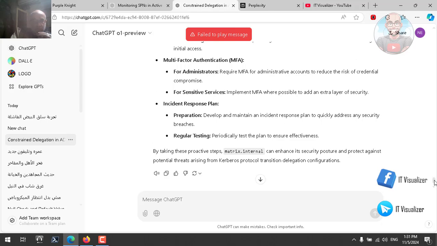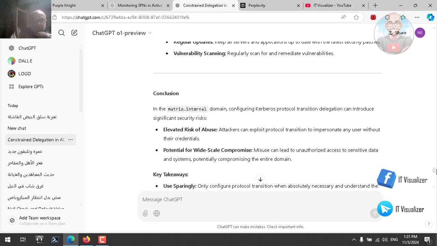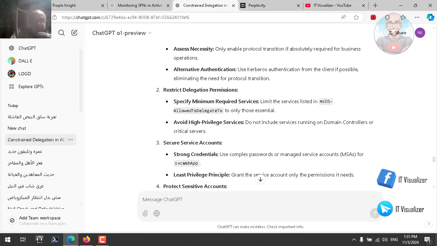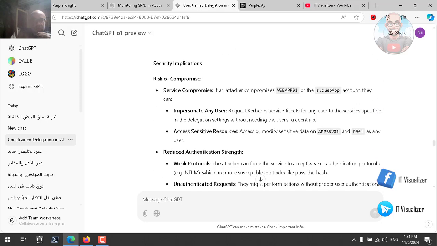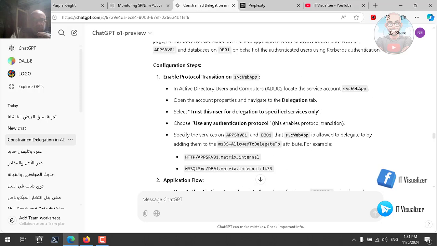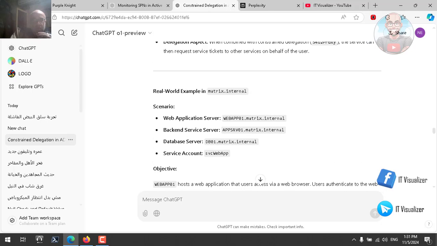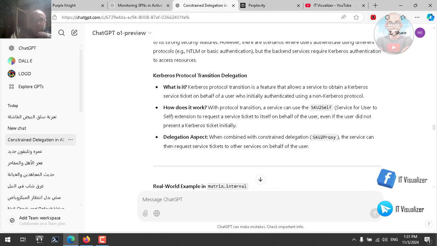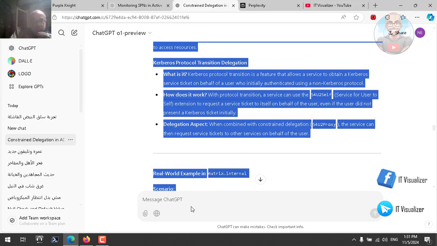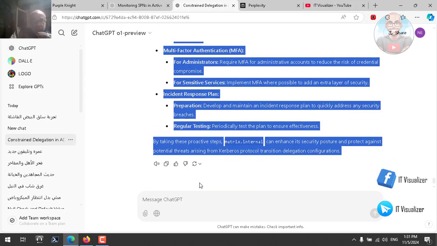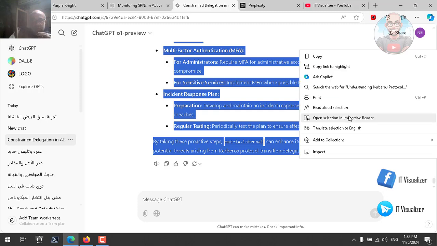Now we can go further and try to read it like this one. Okay, here you go. We have, okay, Kerberos constraint delegation. Here we go. Let's read it loudly. Here we go. So we can go and read it like that and read out loud this section.